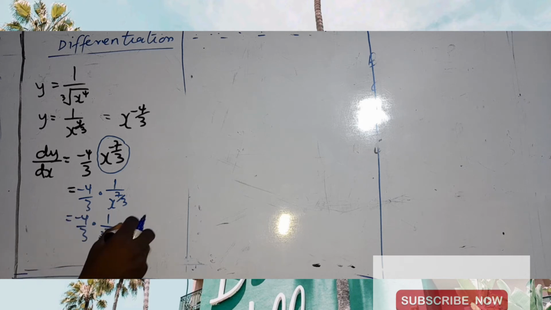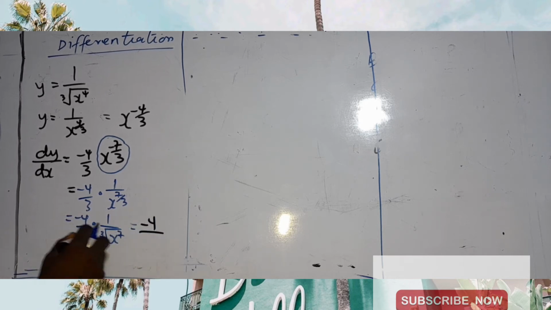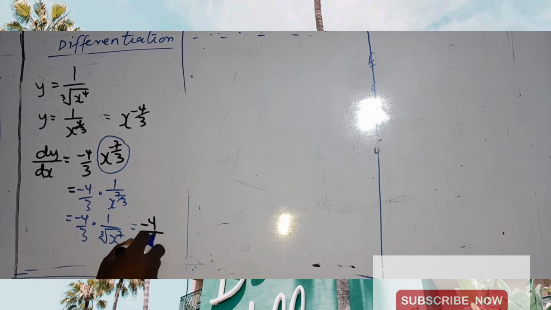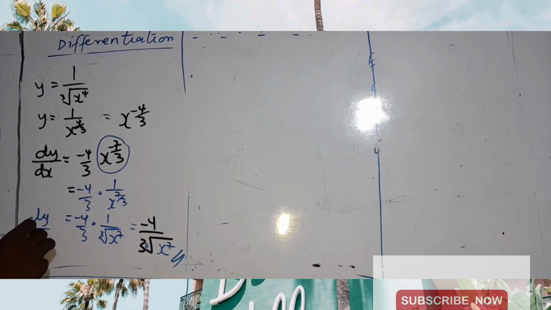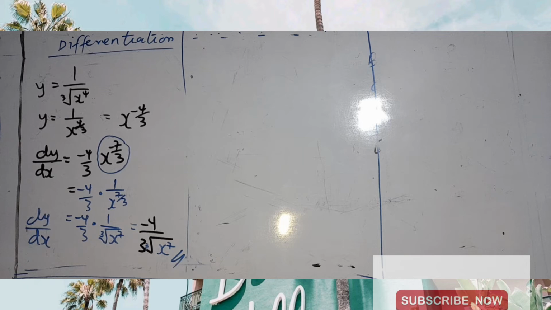Minus 4 times 1 gives you minus 4. Then here we are going to have 3. Then we have the cube root of what? Cube root of X raised to the power 7. And that's going to be your answer for dy/dx. Very, very simple. So these are the basic things you ought to know.